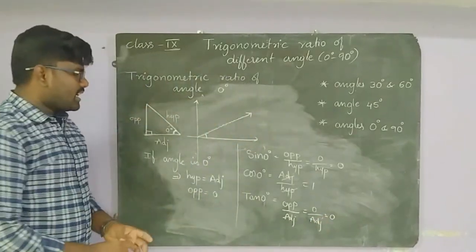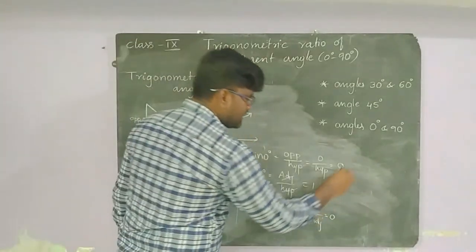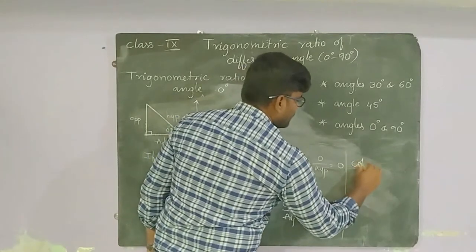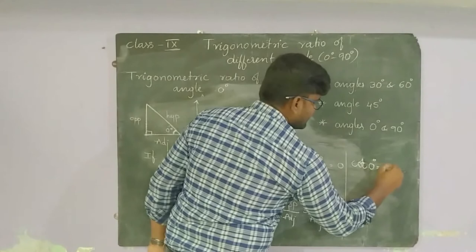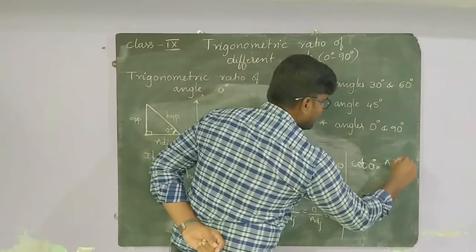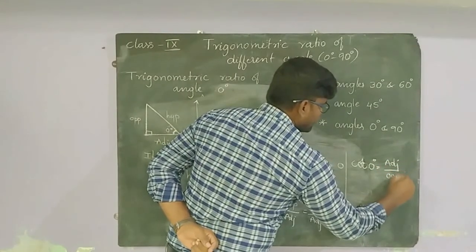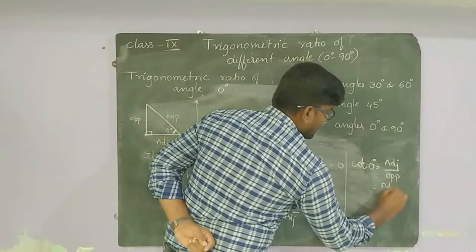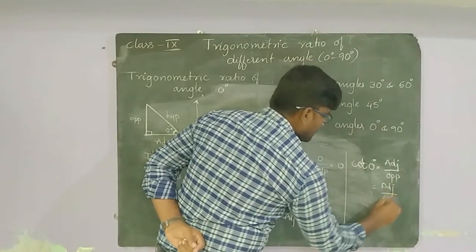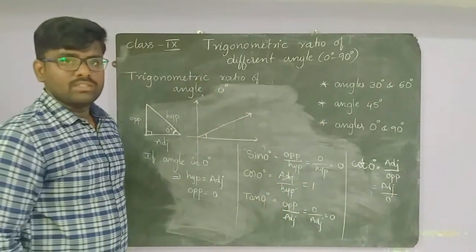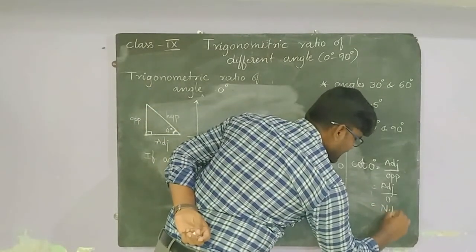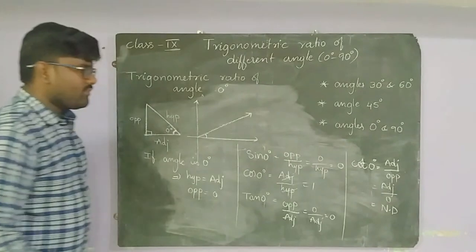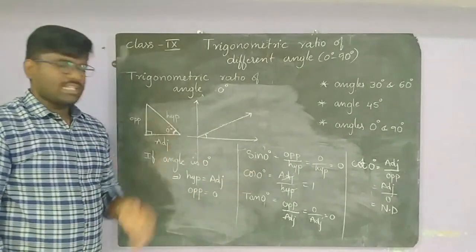In the same way, cot 0 degrees. What does cot 0 degrees mean? Adjacent by opposite. Adjacent stays as it is, and the opposite becomes 0. Any number by 0 gives us not defined. In the same way, secant 0 and cosecant 0.